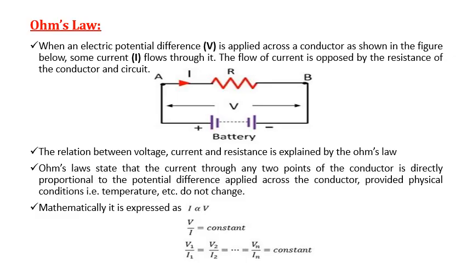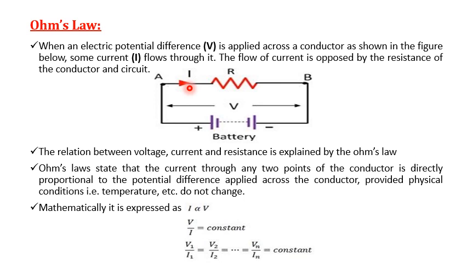Ohm's law. Ohm is the scientist who postulated the law, so it is termed Ohm's law. It gives the relationship between voltage, current and resistance. Let us consider a circuit: a conductor and a battery connected to the conductor. The battery has some potential difference of V volt. Due to this potential difference, there will be a current flowing through the circuit.